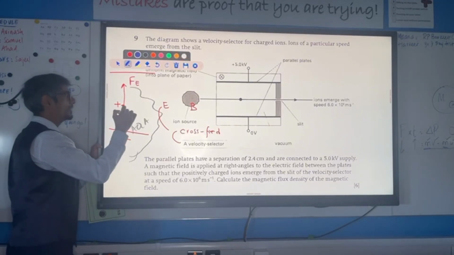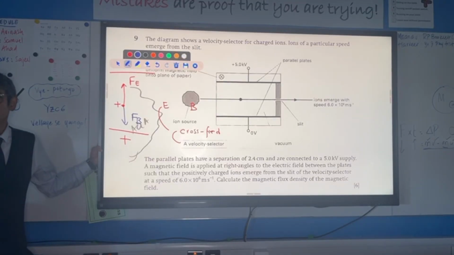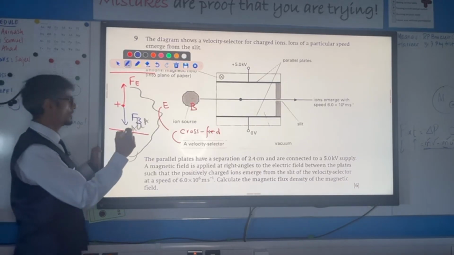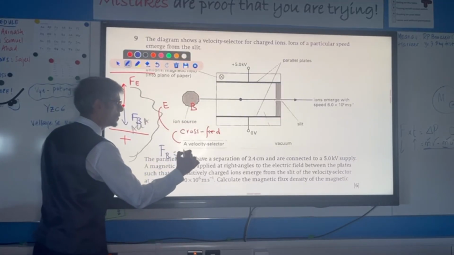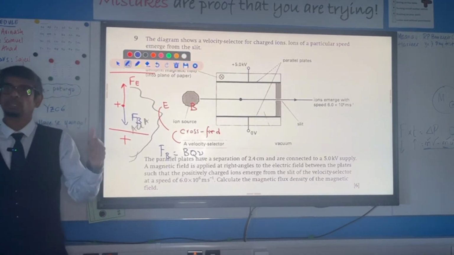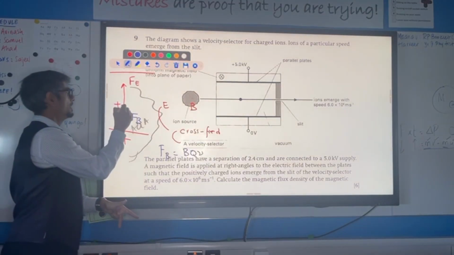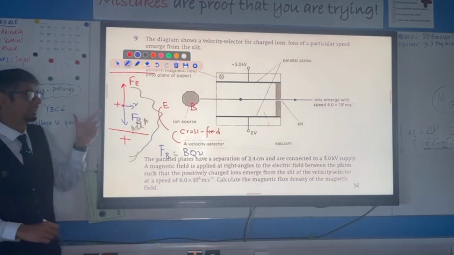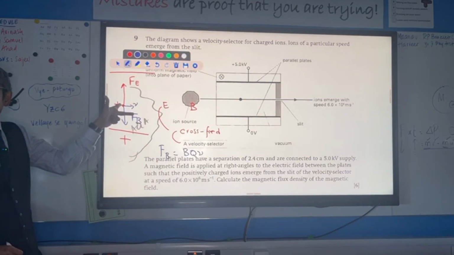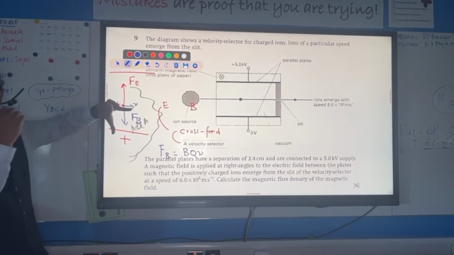If I now have a magnetic force going down, what's the force on the charge? Anyone? What's the force on the charge in the magnetic field? BQV. So my FB is equal to BQV. And what do we use for that? Fleming's left-hand rule. That's current, conventional current. So where's the charge traveling? This way. The charge is traveling here with a velocity v. Where's the force? Going down. So where's the field? Coming out of the plane of the board.